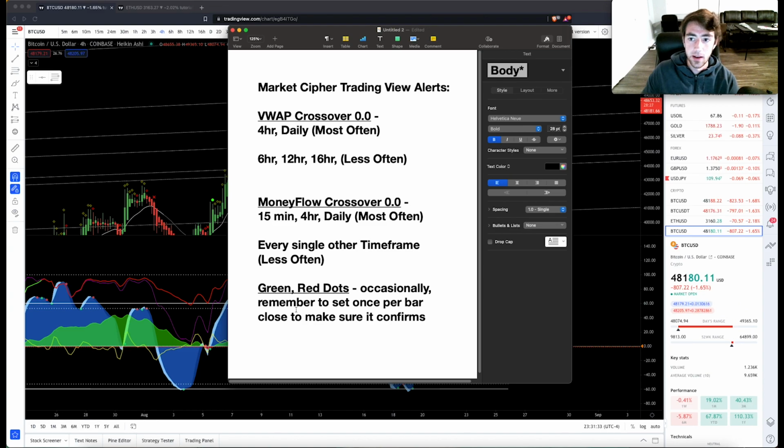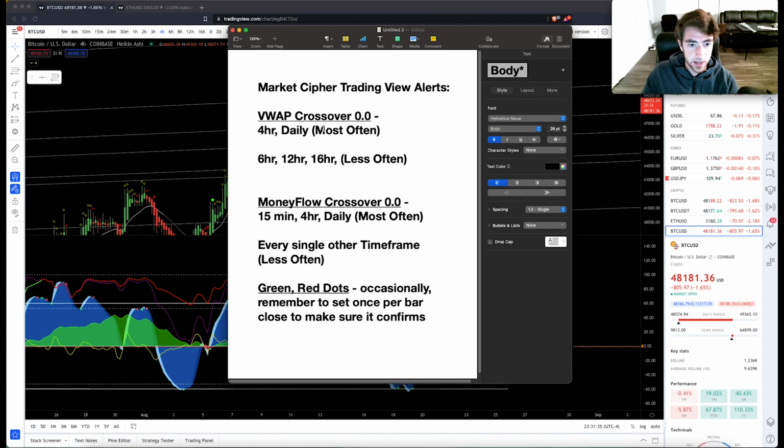But the main alerts I set are the VWAP crossover and the 0.0 line. 0.0 line for the 4-hour and the daily mainly. These other ones I like a lot for trades as well, and money flow crossover on the 0.0. And these are the time frames I like the most for it.